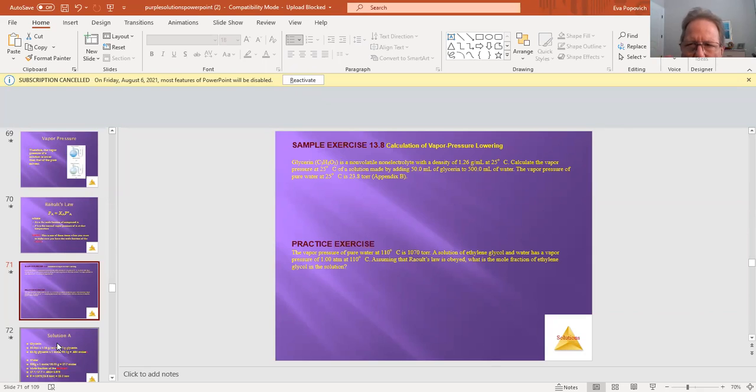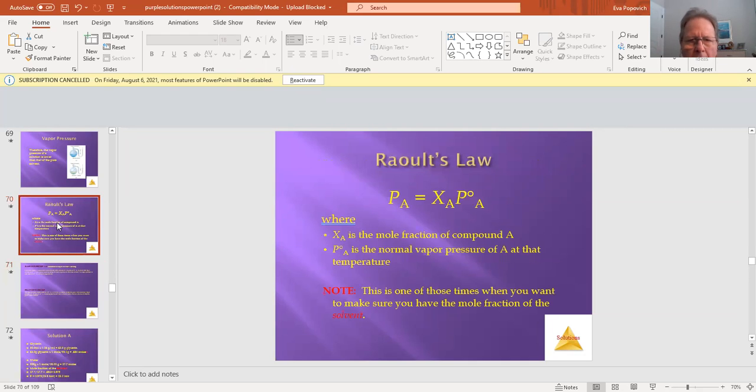That's a vapor pressure of the pure substance. I need to find the mole fraction of the water in the mixture of water and glycerin to multiply that by the vapor pressure of the pure water to get the new pressure. Mole fractions are less than 1.